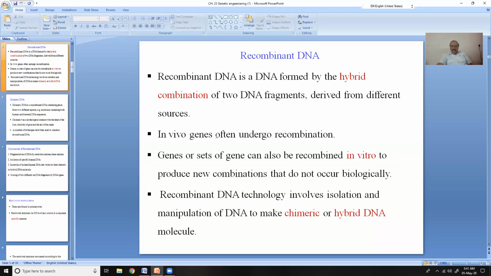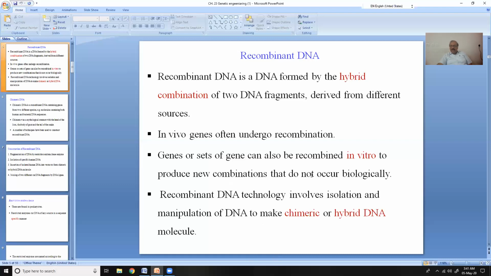In vivo, genes often undergo recombination. Okay. Genes or sets of genes can also be recombined in vitro. Vitro means in your test tube. Genes or sets of genes can also be recombined in vitro to produce new combinations that do not occur biologically, okay, artificially. And recombinant DNA technology involves isolation and manipulation of DNA to make a hybrid and chimeric DNA molecule.